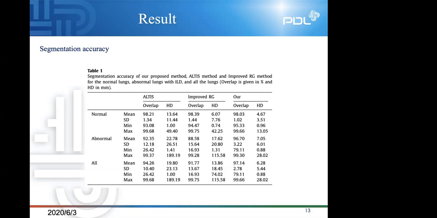This table shows the performance metrics for normal and abnormal lungs. For normal lungs, 3 methods behave well. For abnormal lungs with different severity, our proposed method achieves the best results compared to the other 2 methods.